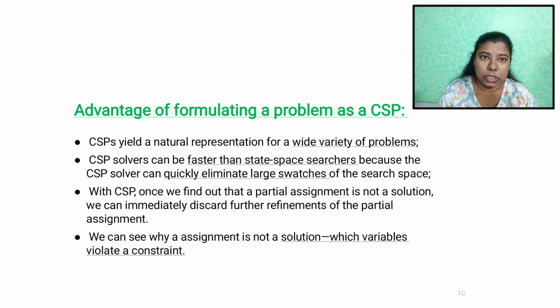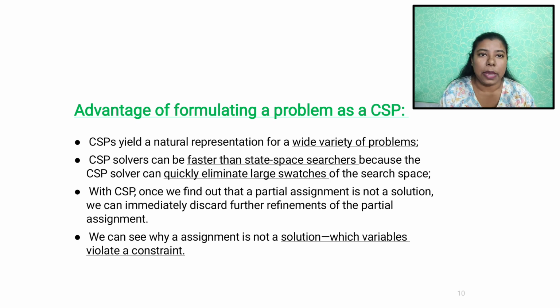CSP solvers can be faster than state space search because a CSP solver can quickly eliminate large swathes of the search space. In a state space problem, we have some particular issues, we have to find out the values, then decide which one is the best and go for that one. But here, if it does not follow or satisfy its rules or constraints, it immediately goes back to the previous one and goes for the next solution. We are not going to explore the other part unnecessarily.